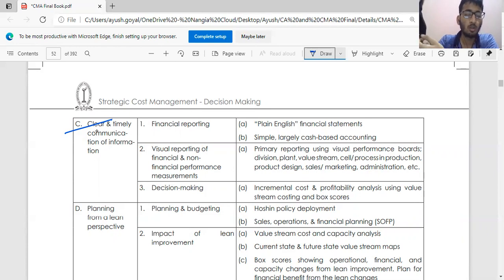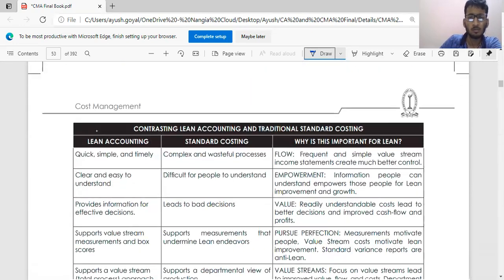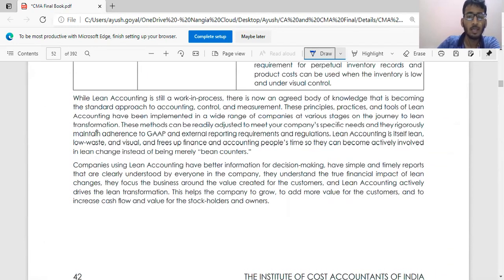Whenever there is communication between the board and the shareholders, it is in the form of financial accounts and reports. There is the audit report and the board reports. By these reports, the communication between the board of directors and the shareholders happens, so these reports should be clean and understandable. Then planning from a lean perspective, planning and budgeting; these are very normal things.